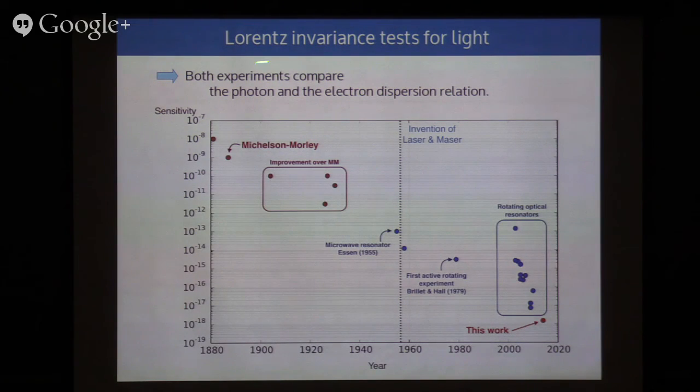So what we can say is that both experiments compare with a different linear combination, but they compare the photon and the electron dispersion relations. So it's valid to put our point on this graph of the original Michelson Morley experiments. We are down here at 10 to the minus 18, including on the best of Michelson Morley.